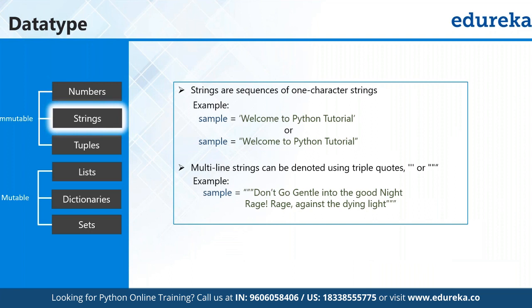Strings are sequences of one-character strings, right? For example, here we have a small sample called "welcome to Python tutorial". These are strings. When we define strings, we can write characters, or we can add numeric values to them as well. We can do both. If there are multiple strings that we want to concatenate together, we can also do that as part of the string operations.